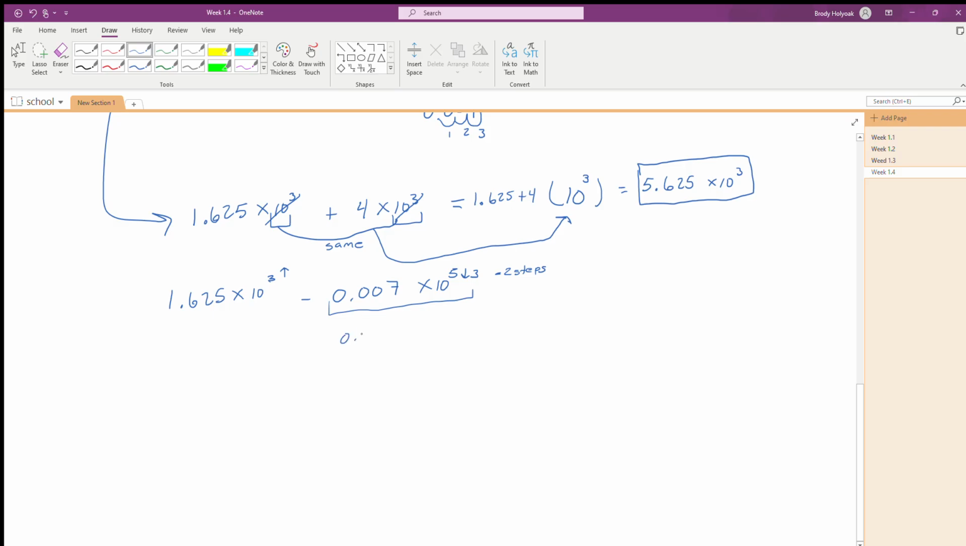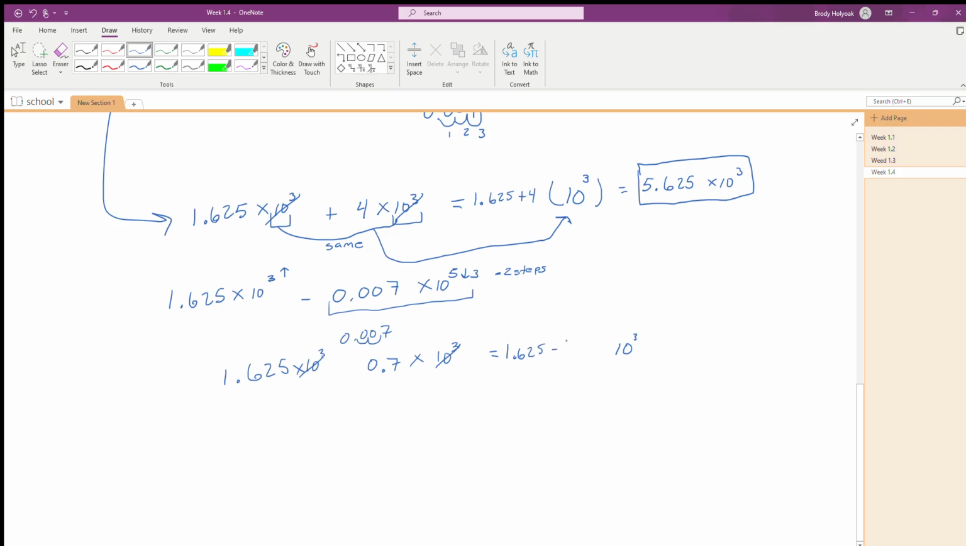So 0.007, and I go bigger by 2 steps, 1, 2. That gives me a 0.7 times 10 to the 3rd. So then I can come back over here, bring my number down that I didn't have to mess with, 1.625 times 10 to the 3rd. Again, dealing with 10 to the 3rd, 10 to the 3rd, that's going to carry over, distribute it out, factor it out, however you want to think about it. And then I just perform my operation.